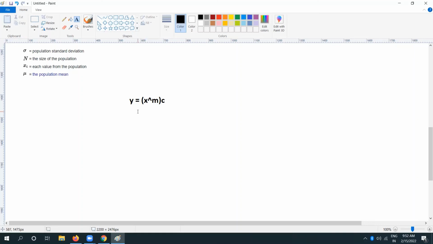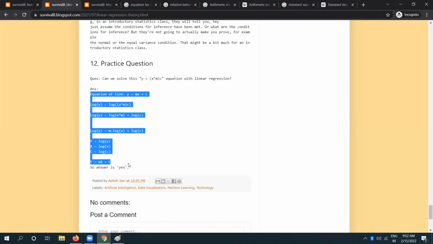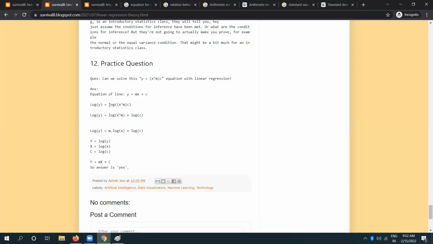You have to expand it using the logarithm. I'll show the solution over here. So if you take log y and log of x to the power m into c, when you take the logarithm, multiplication goes into addition. And x to the power m, the m will come in the front: m dot log x plus log c. So it's log y. Got it. Now it is clear. These are some questions which I have seen. I'll walk you through the implementation. Shall we?